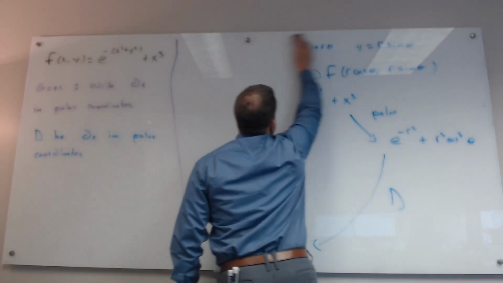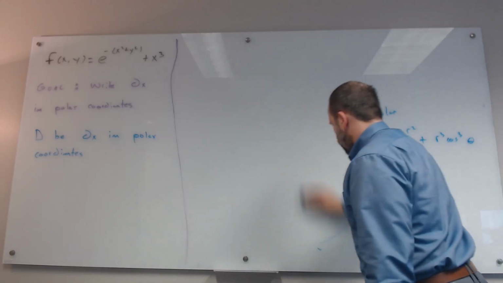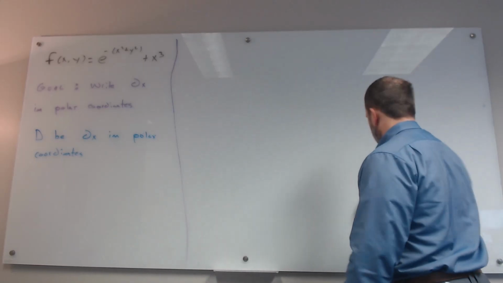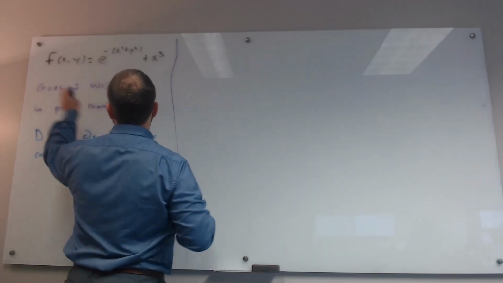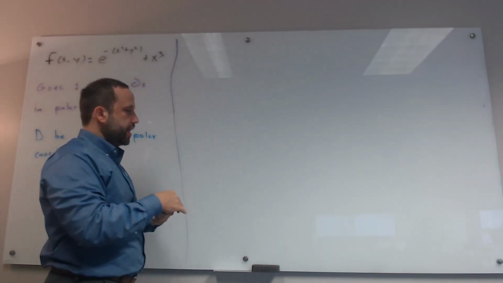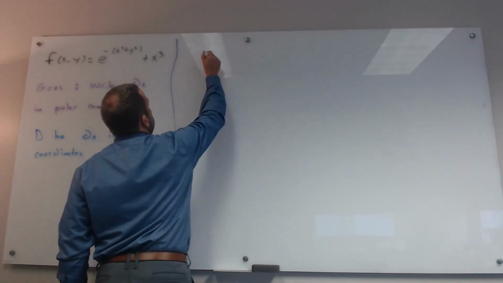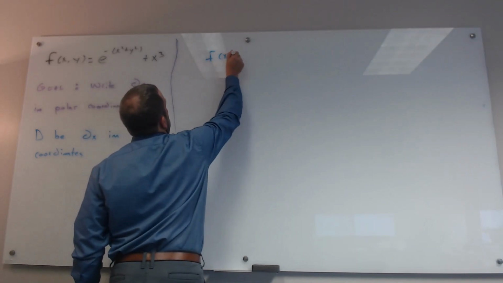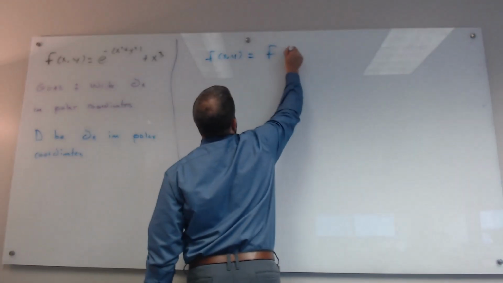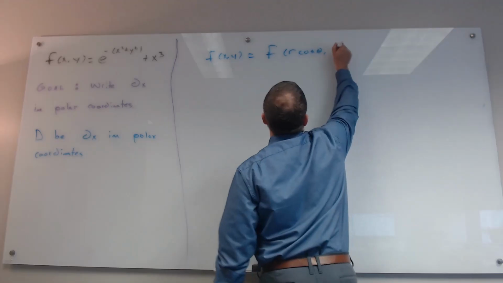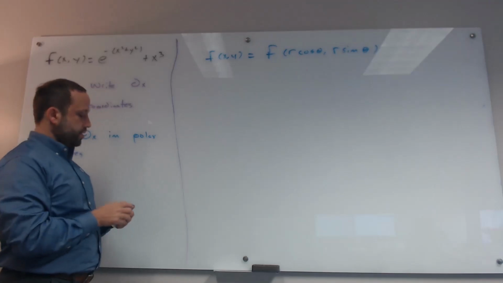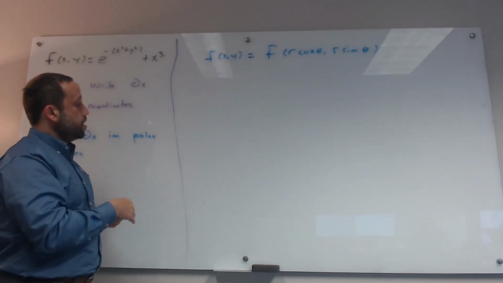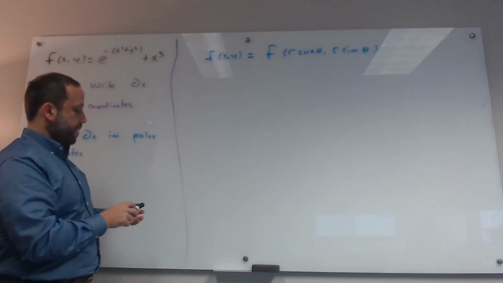Well, like I mentioned before, it's just going to be several applications, or actually maybe two applications, of the chain rule here. So we've got f of x, y. I'm going to use this as an example, but generically, if we have f of x, y, we can write this f of x, y as equal to f of r cosine theta, r sine theta. Okay, so what we can do now is compute the derivative of f with respect to r and with respect to theta.